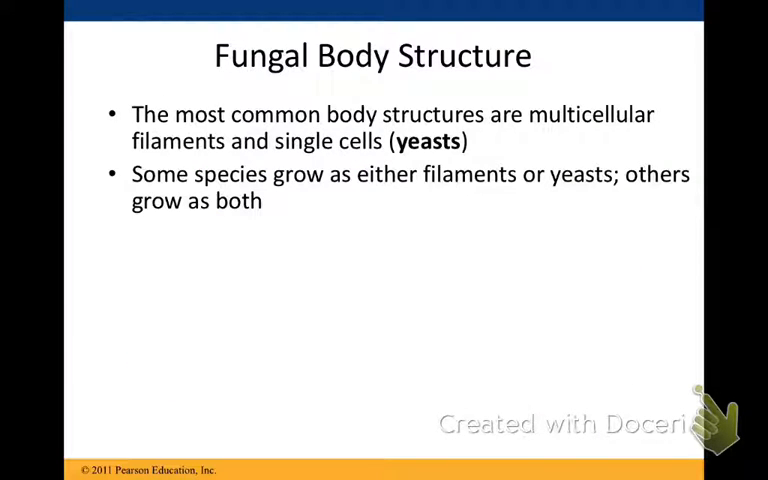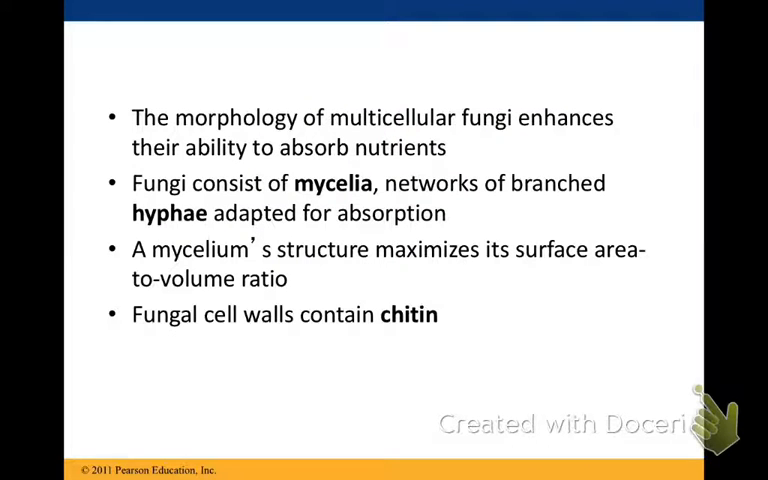So now let's talk about the fungi. So the fungi have two main forms. They can have single-celled forms, which we generically refer to as yeasts, and we can have multicellular filaments. And some species, depending on environmental conditions, will switch back and forth between a yeast form and a filamentous form. So this very thin filamentous form enhances their ability to absorb nutrients because it maximizes the surface area to volume ratio.